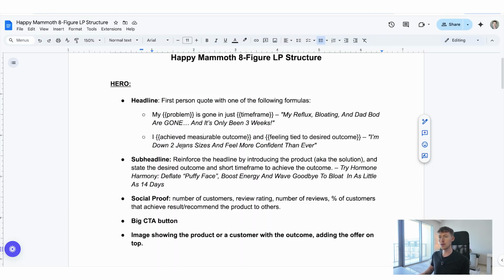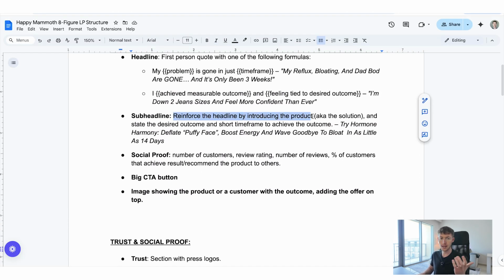Now the subheadline reinforces the headline by introducing the product, aka the solution, and states the desired outcome in short time frame to achieve the outcome. So an example is, try hormone harmony, deflate puffy face, boost energy, and wave goodbye to bloat in as little as 14 days. So we introduce the product, right? Try hormone harmony, that's the product, the solution. Then we restate the desired outcome. What does the customer actually want? To deflate puffy face, boost energy, and wave goodbye to bloat. And what is the time frame to achieve the outcome? How little time can they achieve it? In as little as 14 days.